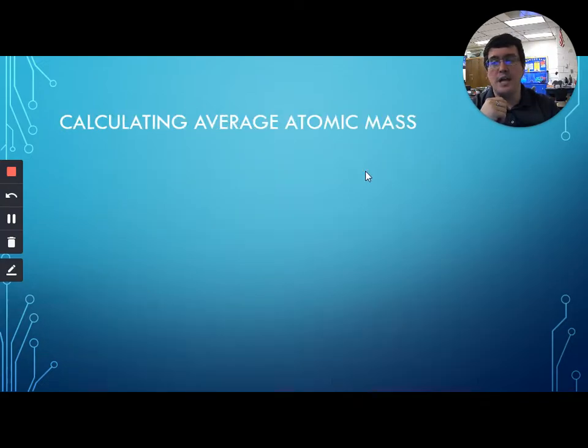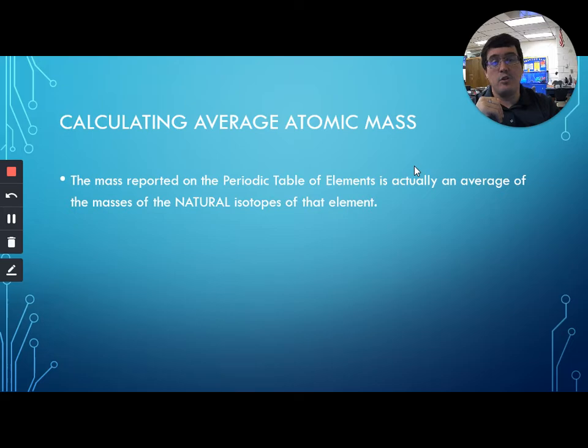And what we do is we take those abundances and we can calculate average atomic mass. If you look on the periodic table, you see all of those masses down at the bottom. They all have decimal places. And as you answered in the FET, that doesn't really make sense, right? How can you have 0.1 of a neutron or 0.1 of a proton? Doesn't make sense at all.